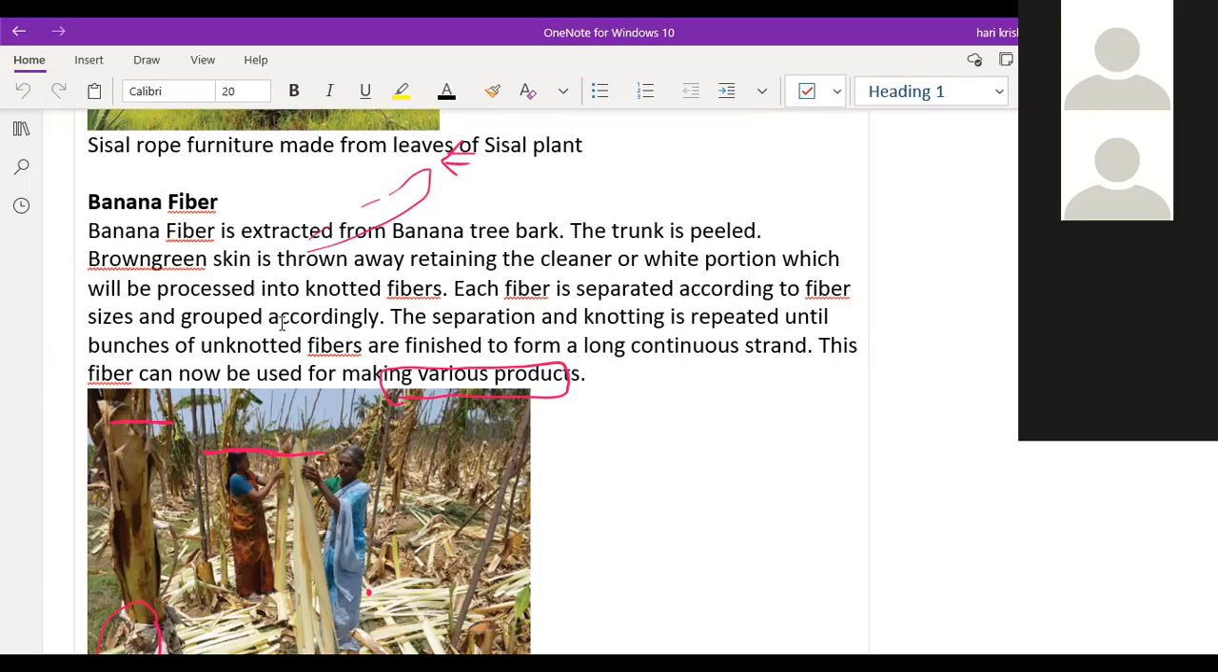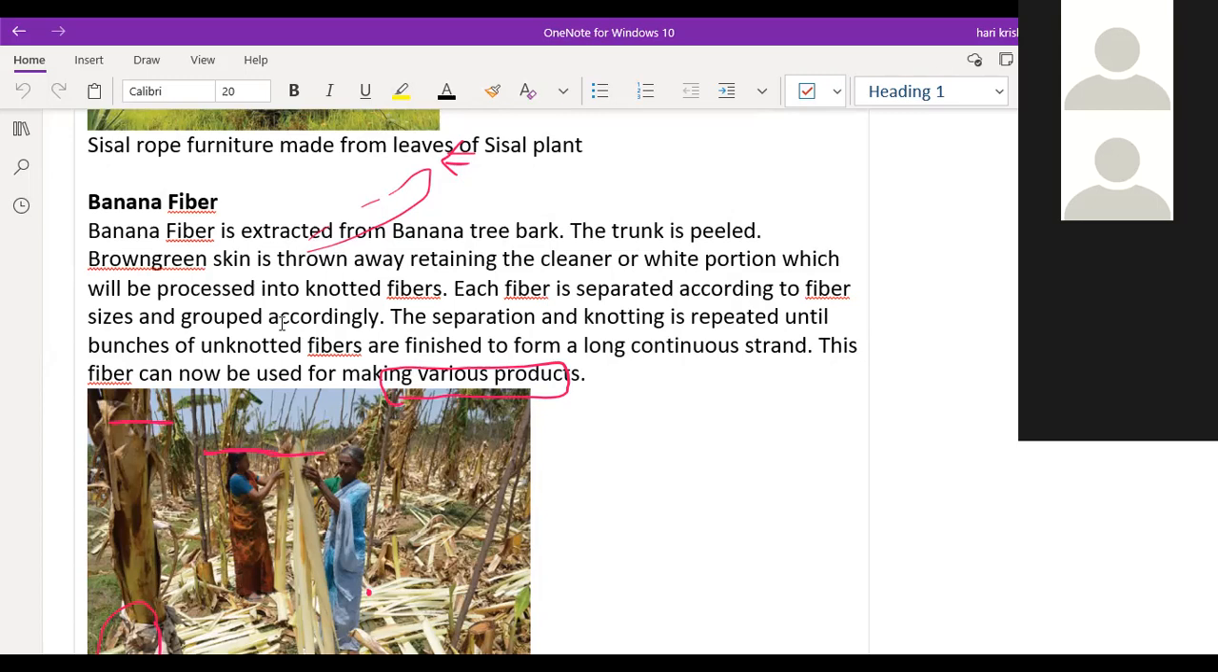The tree is peeled. The brown-green skin is thrown away, retaining the cleaner or whiter portion, which is used for preparing the fiber. Each fiber is separated according to the fiber size and grouped accordingly. The separation and knotting is repeated until the bunch of unknotted fibers is finished, to form a long continuous strand. So the fiber can be used in the preparation of various products.